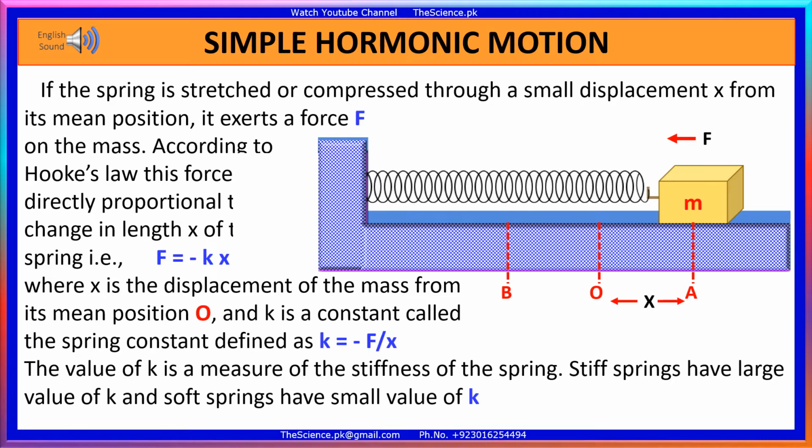According to Hooke's law, this force is directly proportional to the change in length of the spring, that is F is equal to minus kx, where x is the displacement of the mass from its mean position O and k is a constant called the spring constant defined as k is equal to minus F over x. The value of k is a measure of stiffness of the spring. Stiff springs have a large value of k and soft springs have a small value of k.